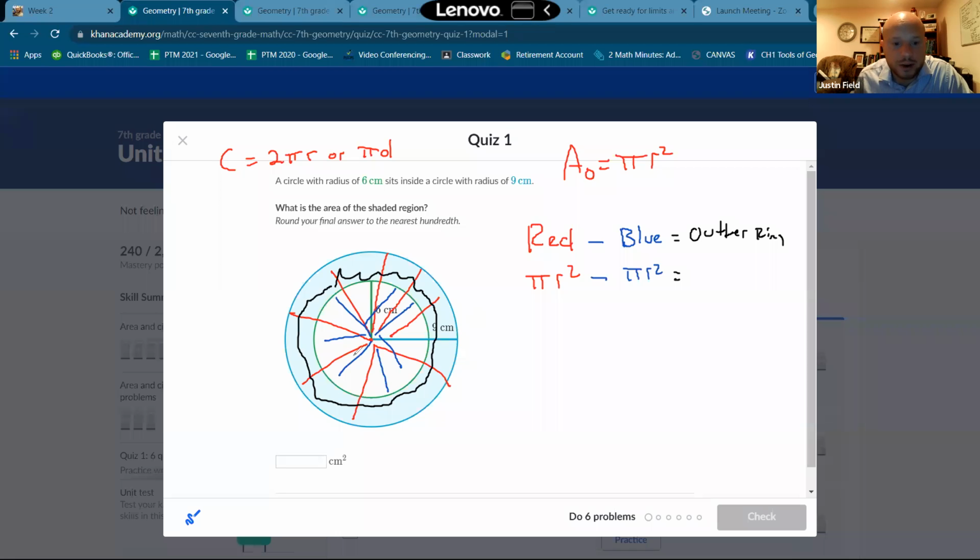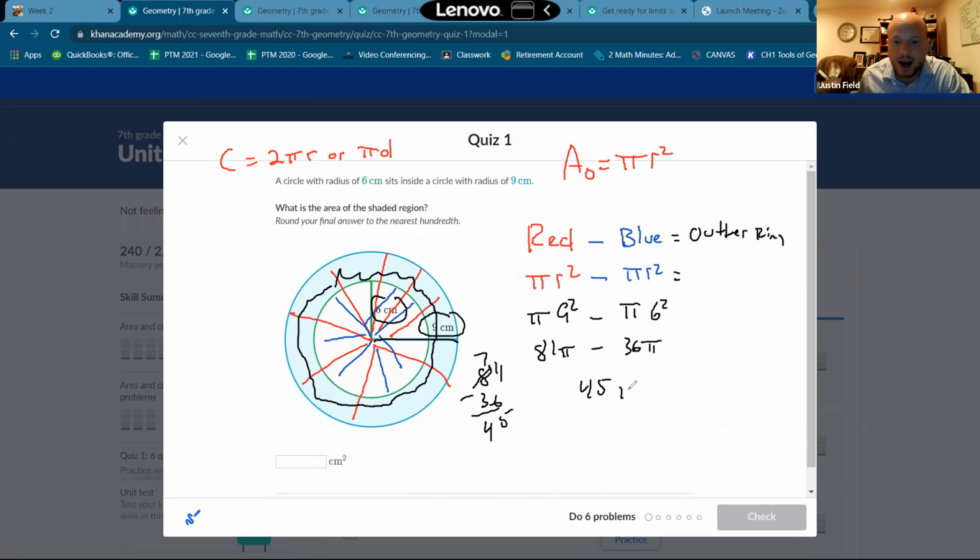Now I'm going to do the rest of the problem in black here. The radius of the red circle is not 6, it's 9. See, the whole thing is 9. So 9 squared, and then the inner circle has a radius of 6. So we get 81 pi minus 36 pi. Then we subtract 81 minus 36, which is 45. So 45 pi.